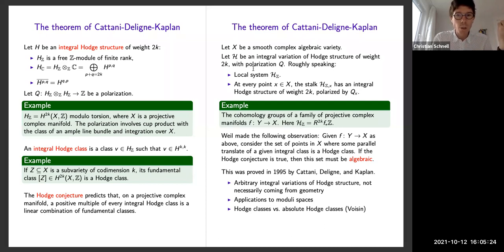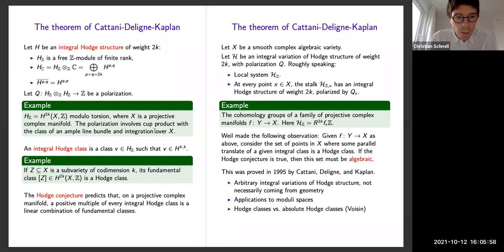On a topological level, the individual Z-modules and vector spaces form a locally constant sheaf. And then there's some other condition on how the Hodge decomposition changes from point to point. Again, the exact axioms don't matter for us now. But the typical example is when you have a family of projective complex manifolds, then you can take the cohomologies of the fibers, and those form a variation of Hodge structure. In that case, the local system is the higher direct image of the constant sheaf.